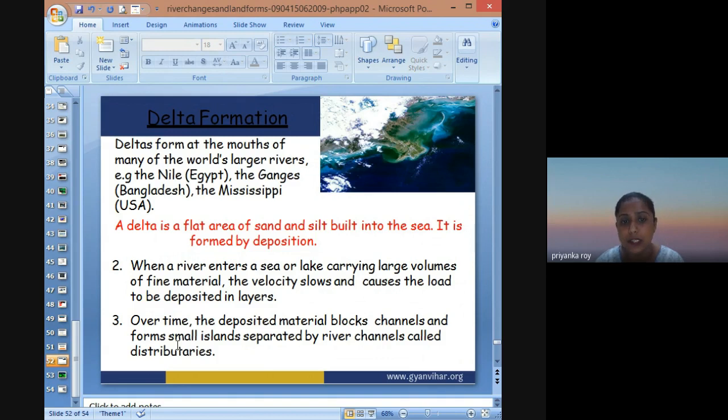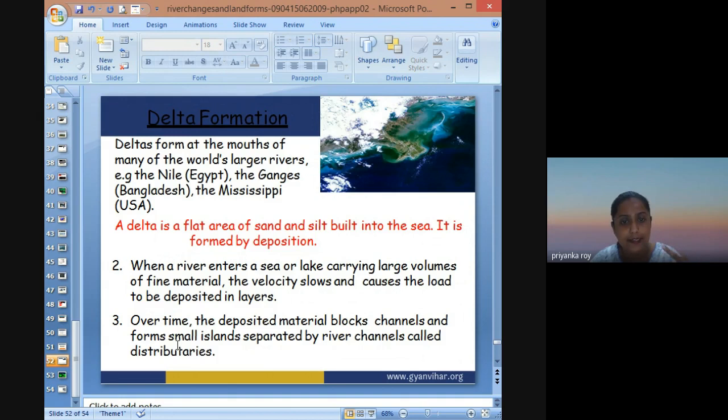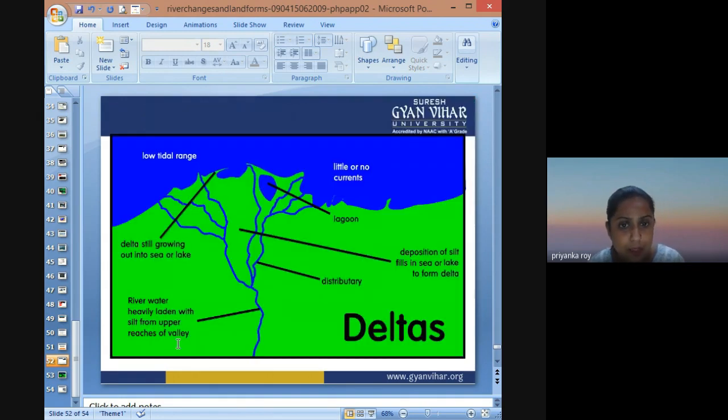So over time, the deposited material blocks the channel and forms small islands separated from the mainland through distributaries. Okay, so this is how a delta looks like. If you see these, these are depositional landforms. So the delta is still growing out into the sea or into a lake, like the Nile River.